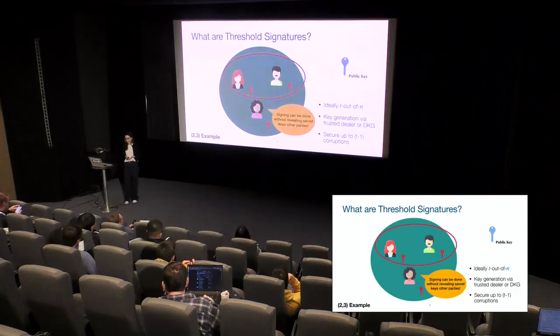One reason why threshold schemes are appealing is because signing can be done without revealing secret keys to other parties. So basically all the secret computation is done locally.